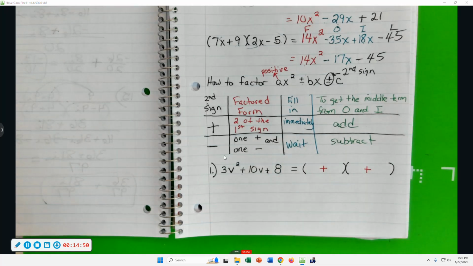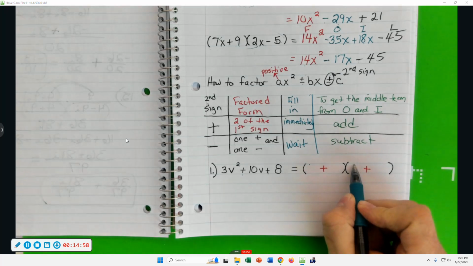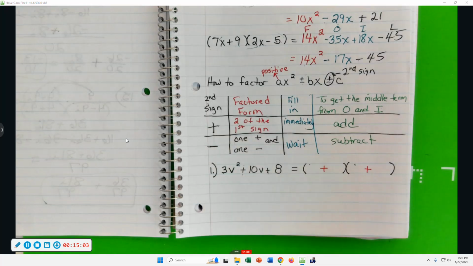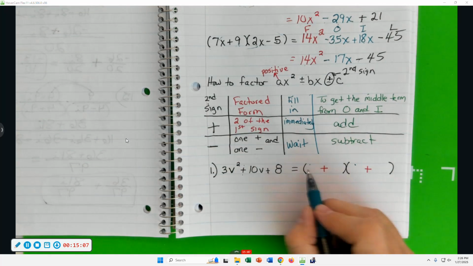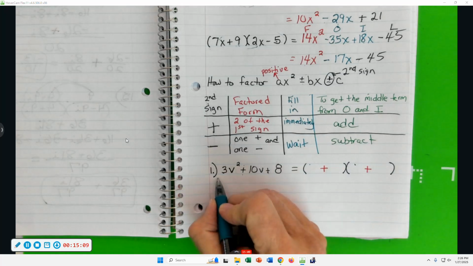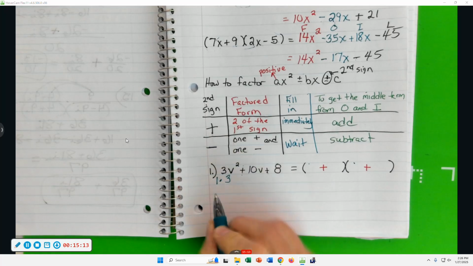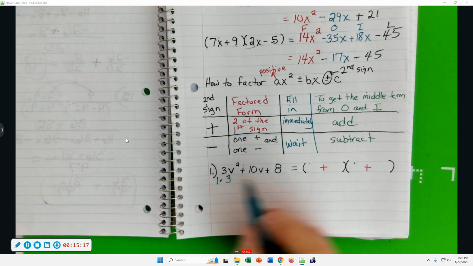Now, it is a trial and error, but it's an intelligent trial and error. By that I mean we know that the first two positions have to multiply together to give a 3v squared. Well, to get v squared, that'll be easy, it'll be a v and v. But what numbers multiply together to give 3? 1 and 3, that's it. So I'm making a note. 1 times 3 will give me 3.